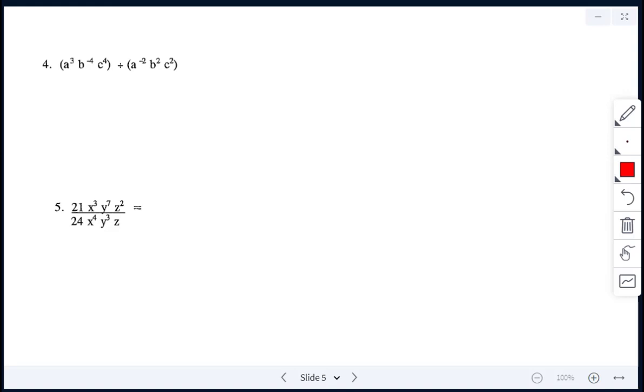So this is example number 4. What I'm going to do with this example is rewrite it the other way. Now I have my A's lined up, the B's lined up, the C's lined up. When we're doing this, keep in mind when you have negative exponents, we're still subtracting the negative exponent. So for our base A, it's 3 minus negative 2. For B, it is negative 4 minus 2. And for C, it's 4 minus 2.